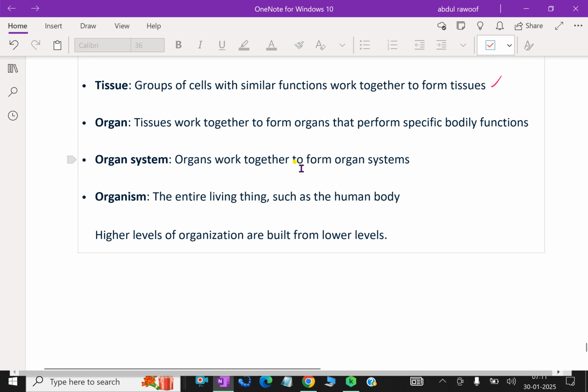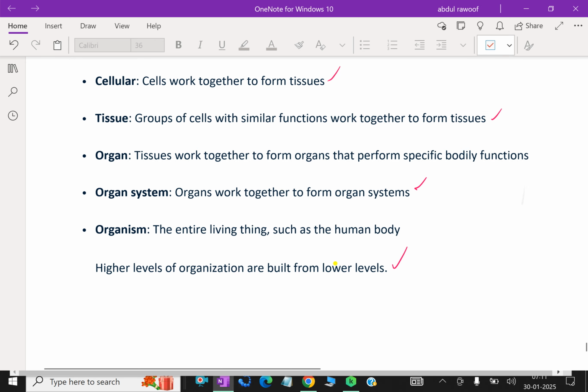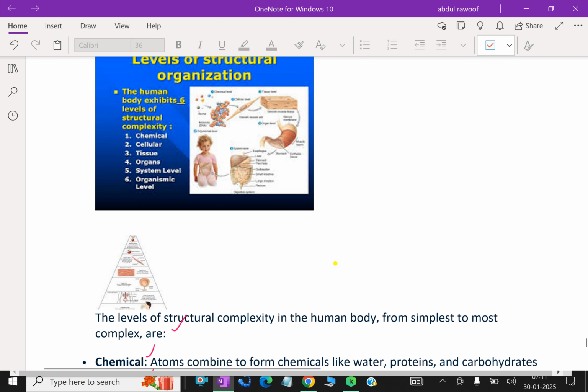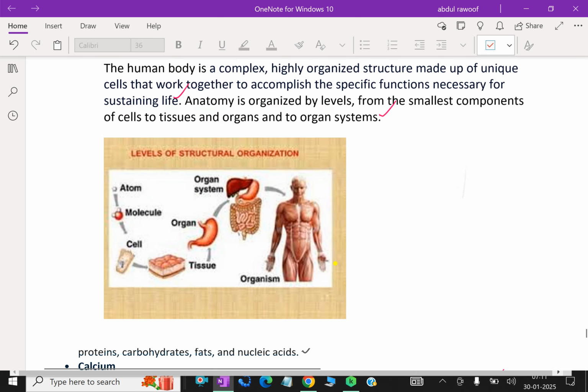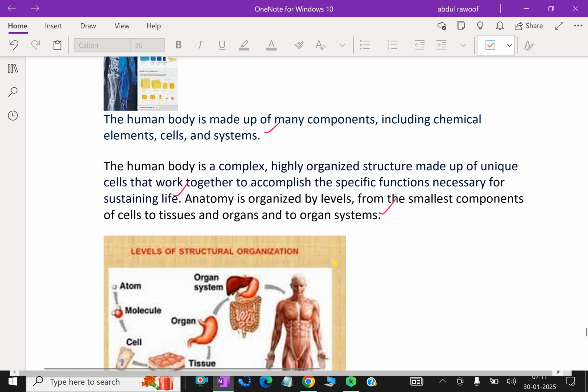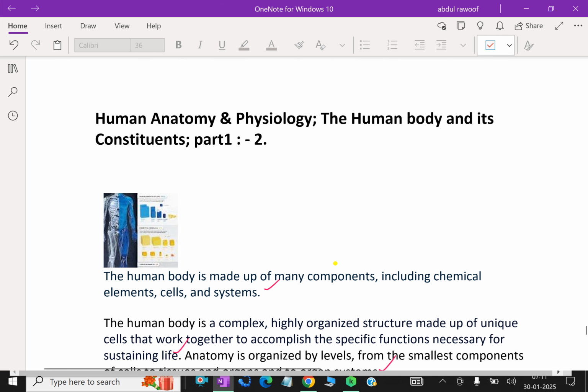Organ: tissues work together to form organs that perform specific bodily functions. Organ system: organs work together to form organ systems. Organism: the entire living thing, such as the human body. Higher levels of organization are built from lower levels. So far we discussed a little about the levels of structural organization of the body.